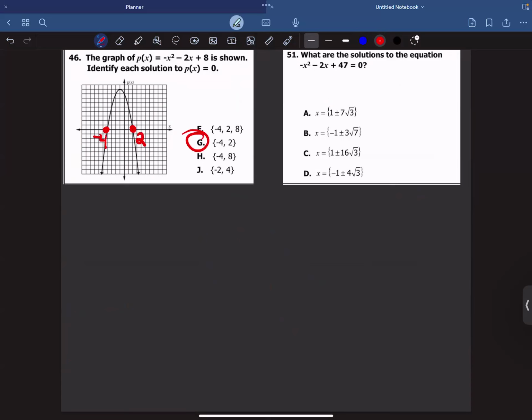No math required. You're not solving anything. You're not doing anything. Could you have set this equal to 0 and factored it out? Yes, but you're given the graph, so don't do more work than you have to.